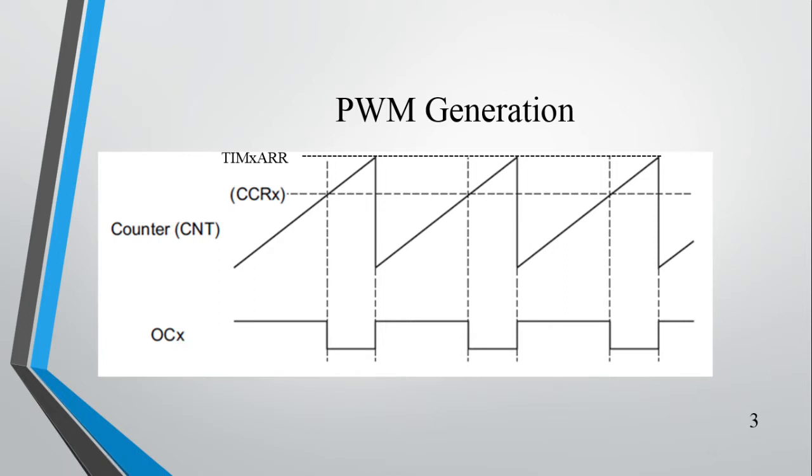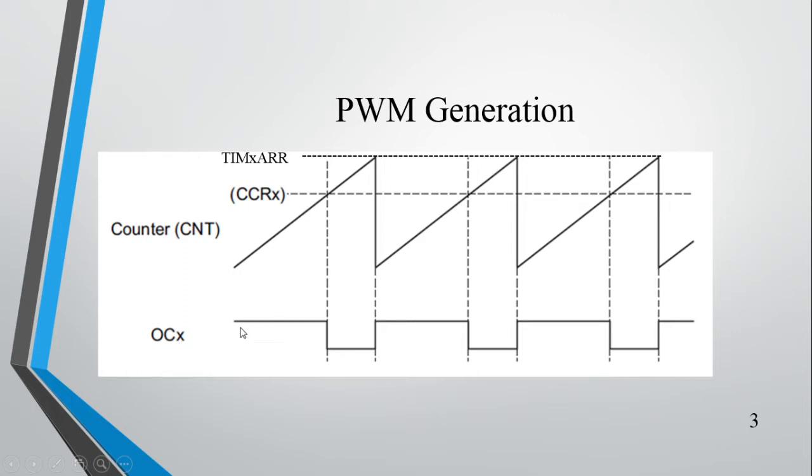PWM is generated in the compare mode of operation of the timer. In one of the lectures we have seen how the compare mode of a timer can be configured. In the same output compare mode of operation PWM is generated, and since PWM uses output compare mode, PWM will be generated in a pin known as the output compare pin. So X stands for the timer channel. If we are configuring timer 1 channel 1, the OC1 pin will be used for generating the PWM output, compare 1 channel.